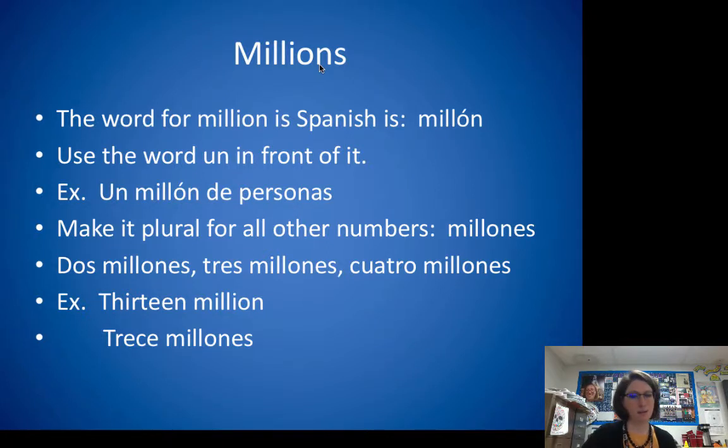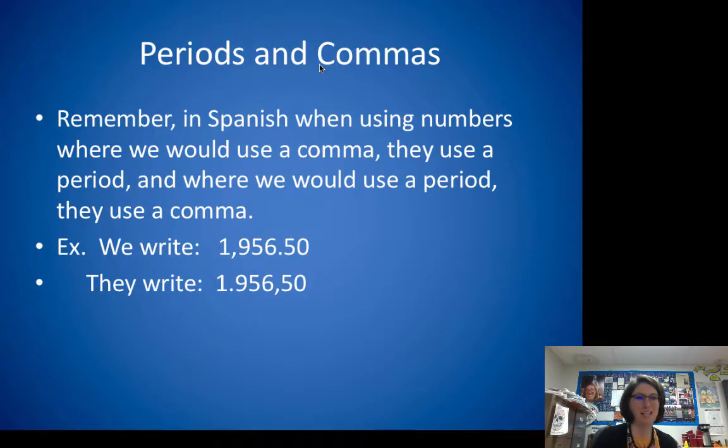Okay. Last thing I want to kind of talk about. In Spanish, they do something weird with their commas and periods. So when we write a number, we put the thousands, comma, number, dot, and then we have our decimals, right? In Spanish, they switch those. So you'd say 1,000 dot, hundreds, tens, ones, comma, and then the cents.